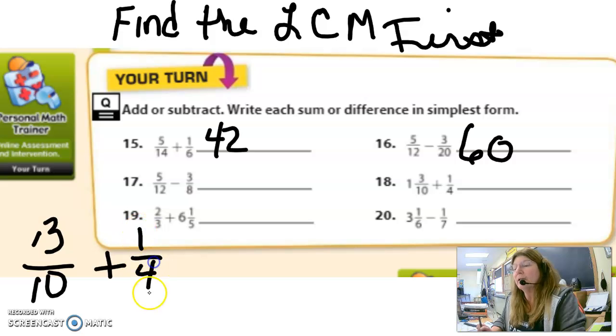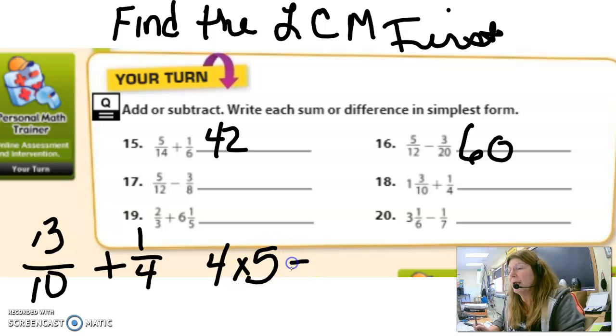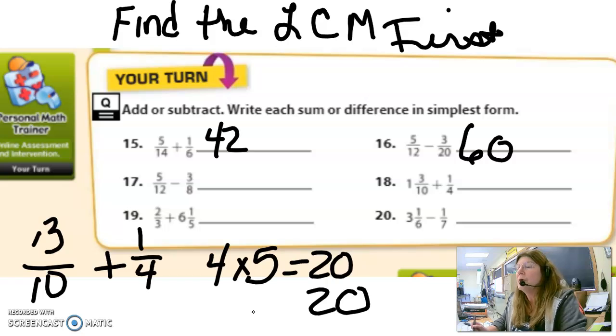Now I can begin looking at how to get to a common denominator. So if I go 4 times 2 is 8, we know it's not that. 4 times 4 is 16, no, it's not going to be that. 4 times 5 is how much? 20. Again, look at your bottom number. It's a 10. So 10 times 2 is 20. What's our least common multiple? 20.